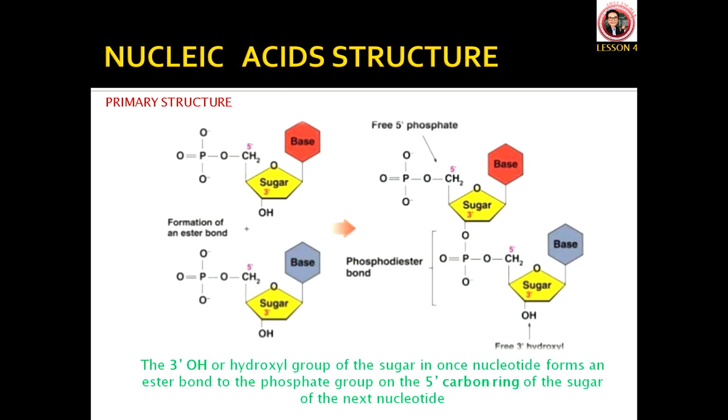This time, our last topic is the nucleic acid structure. Again, nucleic acids are long chain-like molecules composed of a series of nearly identical building blocks called nucleotides. And when the sequence of these nucleotides is linked by phosphodiester, the primary structure is formed. As you can see, the 3-OH or hydroxyl group of the sugar in one nucleotide forms an ester bond to the phosphate group on the 5th carbon ring of the sugar of the next nucleotide. And it is then linked by phosphodiester to make a long chain of nucleotides.